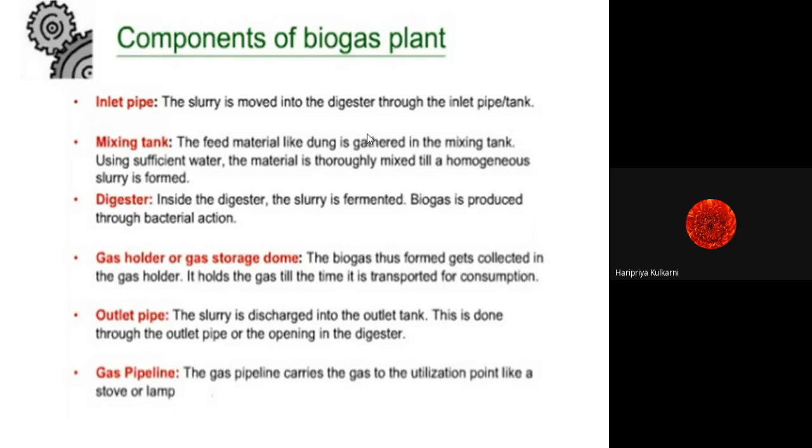Then mixing tank, the feed material like dung is gathered in the mixing tank using sufficient water. Water is already added here in the mixing tank. So the material is thoroughly mixed till a homogeneous slurry is formed. So this is an automated process. We use a stirrer. Okay, stirrer is used in a mixing tank so that it will be continuously rotated. आपल्या मिक्सर मध्ये जी प्रोसेस होते तशा टाईपची प्रोसेस मिक्सिंग टँक मध्ये होते. So that all the solid parts are broken and a slurry is formed. So it comes to the digester through the inlet pipe.